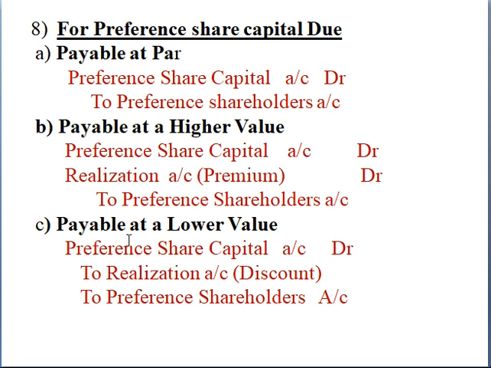Then the third one is payable at a lower value. In some cases the preference shareholders are paid with a lesser amount. For example, 10 lakhs is the preference share capital, but the amount will be paid as 9,50,000 rupees. So 50,000 is the difference amount, that is the discount, right? So that is to be credited. Preference share capital account debit to realization account, that is the discount amount, to preference shareholders account.